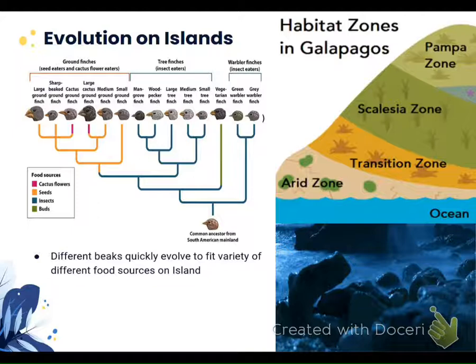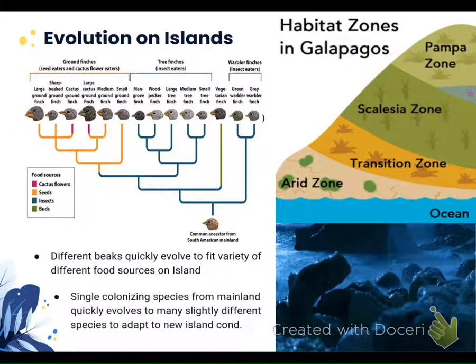What happened in the Galapagos is that one species was blown over from the mainland, and its cousins had different types of beaks. Therefore, they were able to eat cactus flowers or seeds or insects or buds, and they evolved into different species. A single colonizer may end up with hundreds and hundreds of descendant species because they adapted, or radiated out, from that one species.